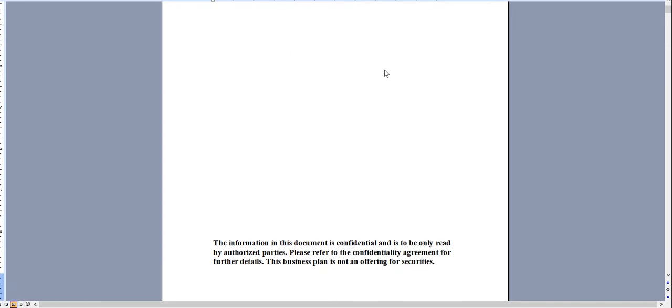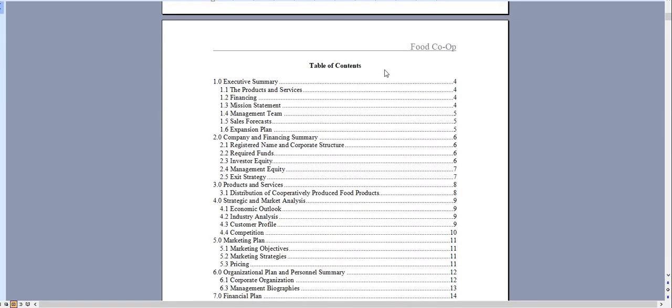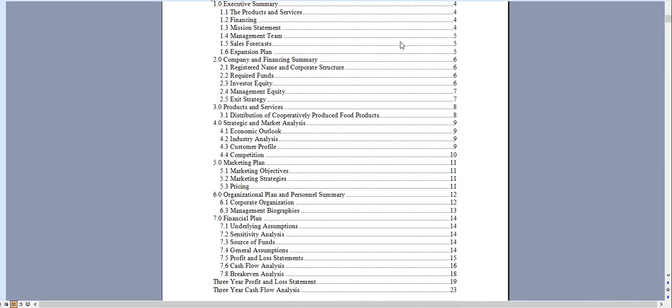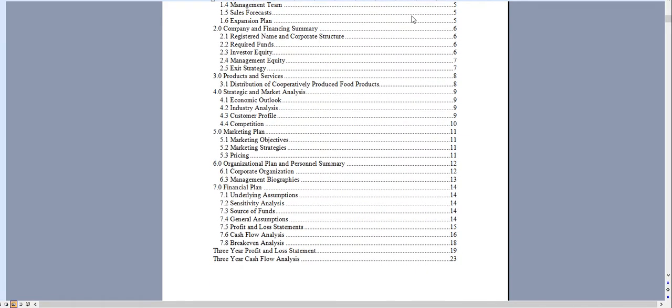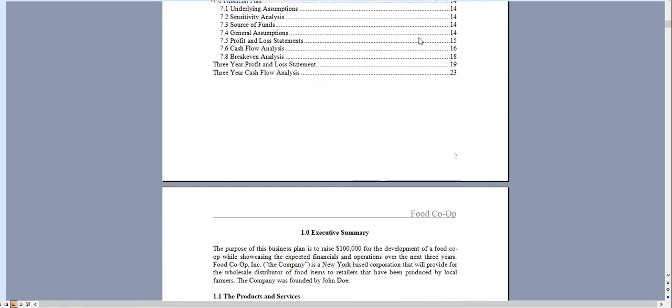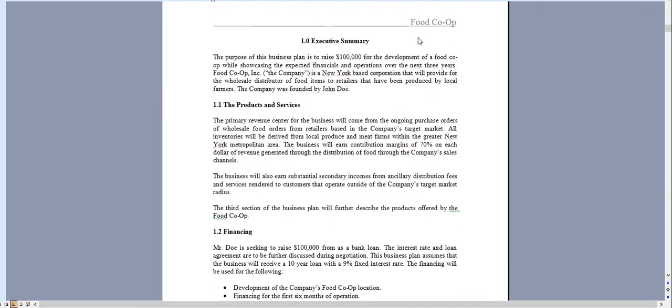Very quickly, I'll walk you through the document and I'll show you the financial model. It has an automated table of contents, so as you add content, these page numbers will automatically update for you. It starts with the executive summary outlining the operations of the food co-op.